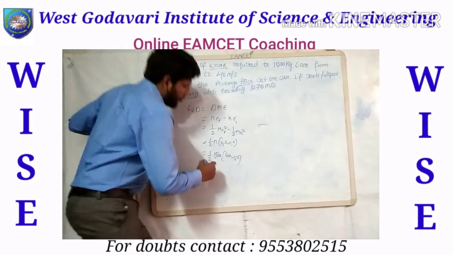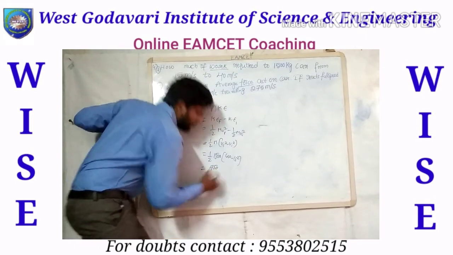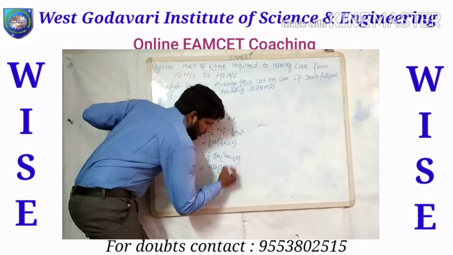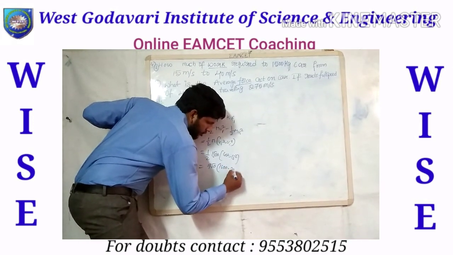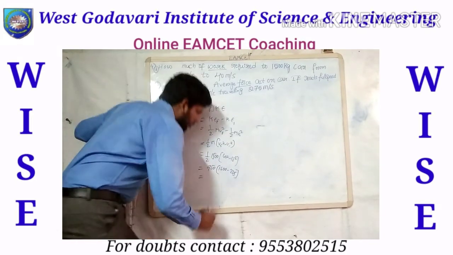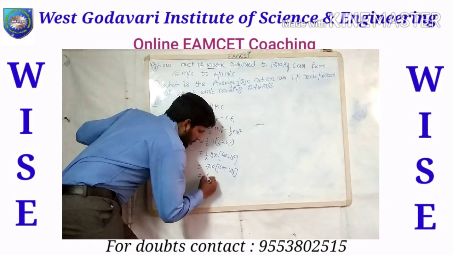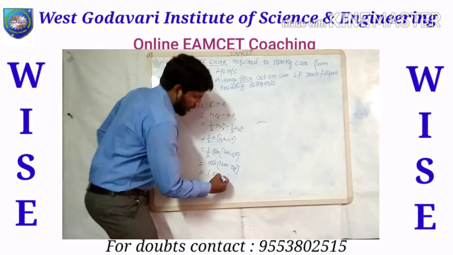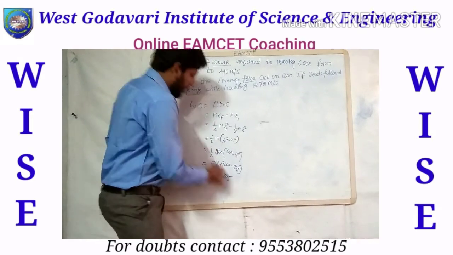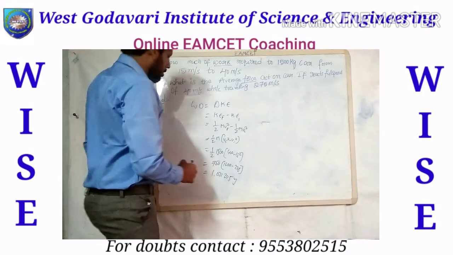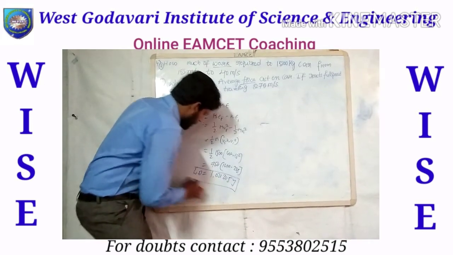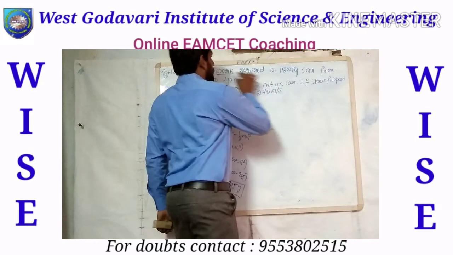Now multiply the things. 1500 by 2 is 750, into 40 square, which means 1600, and 15 square means 225. Now multiplying, we get 131,205. This is the work done, so the unit is joules. So we found the total work done. Okay, part A is completed. Work done we will find.